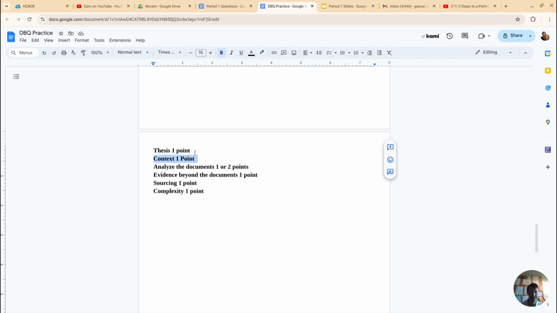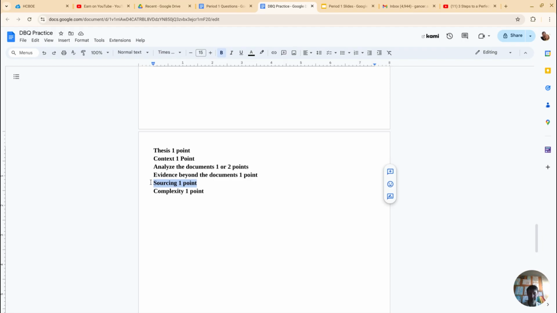They know to analyze all the documents. You've got to address the documents, group them together if you can, talk about what's going on in the documents, and more importantly, how it relates to the prompt. They know how to do that. Evidence beyond the document, that's not that bad. If you can think up something that's not in the document that you can argue that's not already there, there you go. Sourcing, take 4 documents, the author's purpose, what it's intended to do in relation to the prompt.